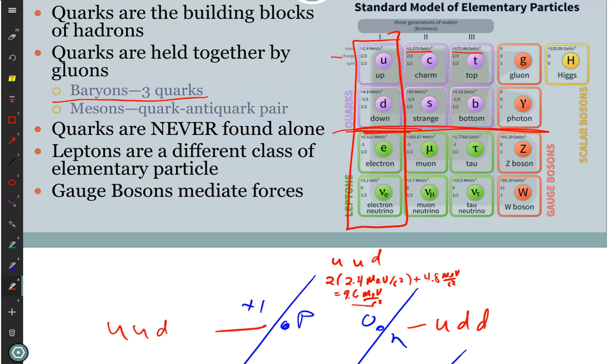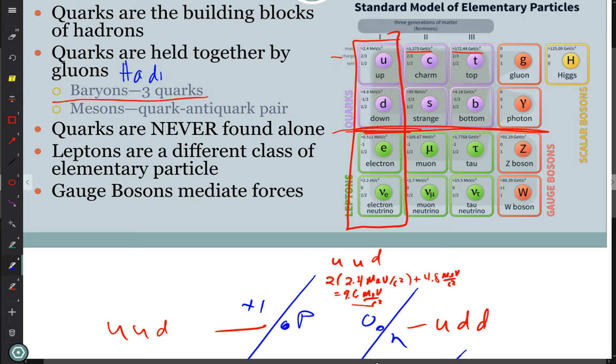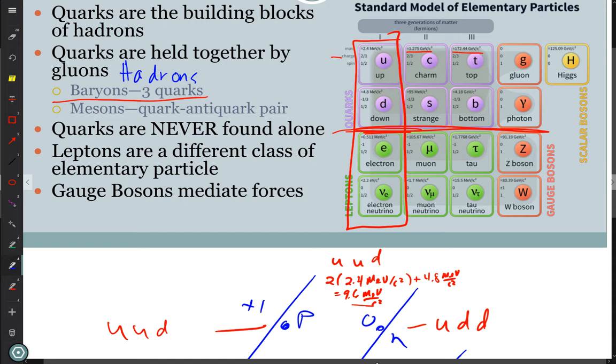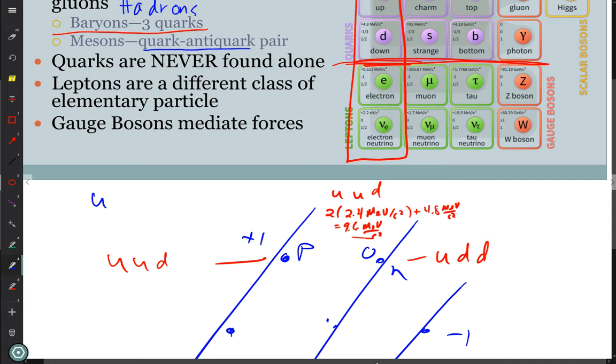And so the charges come out to be integer charges there. But baryons, heavy particle, baryon means heavy particle. It's not the only kind of hadron. Hadrons are particles made out of quarks. The hadron means it's the strong. They're held together by the strong force. So the hadrons have two types, and mesons are quark anti-quark pairs. So a meson might be an up anti-down.